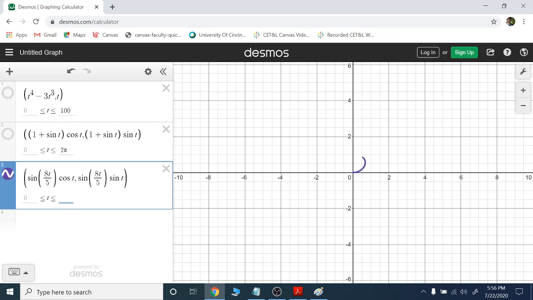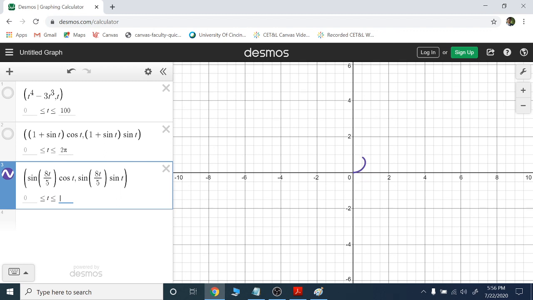And how about the values? See, if we start from 0 and go up to pi by 2, you have this one. How about pi? It becomes this. This is pi by 2. How about 3 pi by 2? We will get this one. And how about pi, 2 pi?